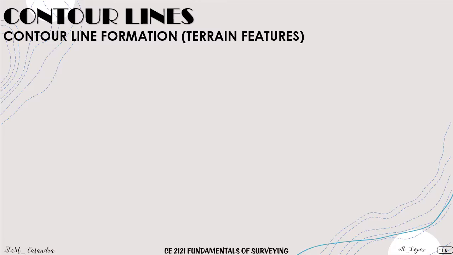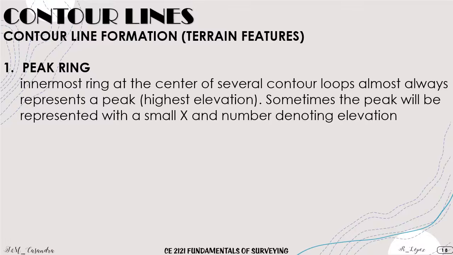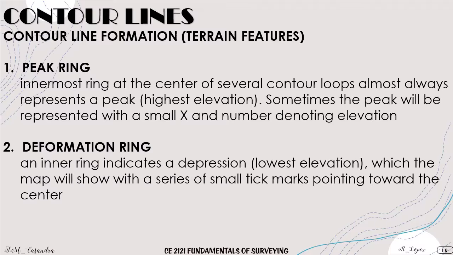The formation of your contour lines will represent different types of land formations. So we have your peak ring, which is the innermost ring at the center of several contour loops, almost always representing a peak or the highest elevation. Sometimes the peak will be represented with a small x and a number, which denotes the elevation. And then we have your depression ring, which is the inner ring that indicates a depression or the lowest elevation, which the map will show with a series of small tick marks pointing towards the center.